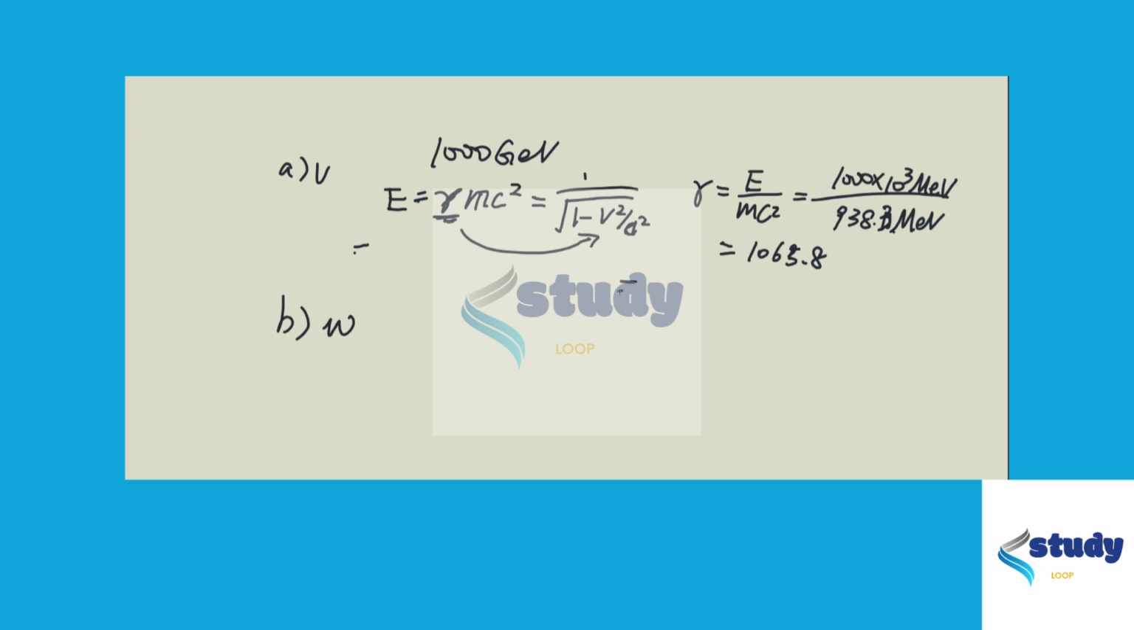And we need it for this, and it turns out that v is very large, 0.999999 times the speed of light. So it is very close to the speed of light.